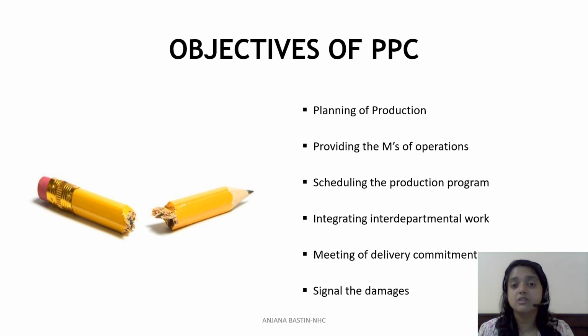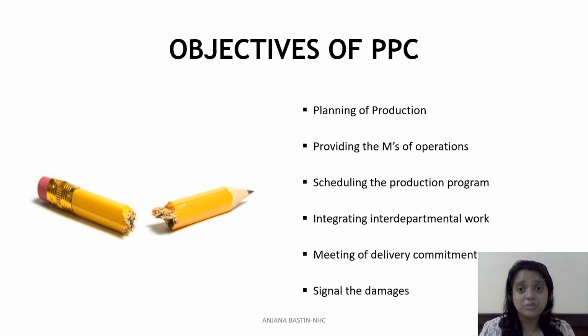Second is providing the M's of operation. When we started off with material management, we talked about a lot of M's like money, methods, men, machines, material, and all of that, right? So all those are the key resources for any organization. The machine, method, men, materials, and money. All those are very much crucial to the organization.